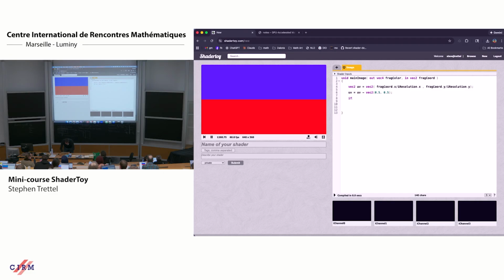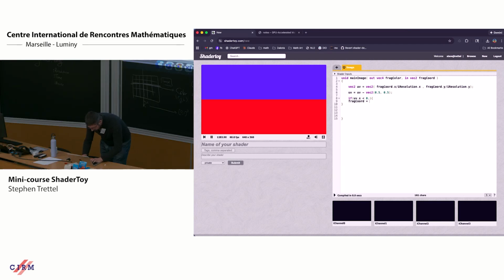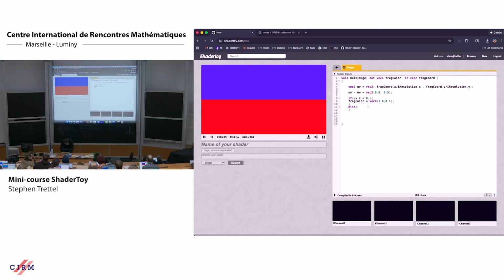So let's say if uv.x, uv is a vector, right? So its x component is my x coordinate. If uv.x is less than 0, then let's color it red. Frag color is equal to vec4 1 0 0 1. And then otherwise, let's color it green this time. Vec4 0 1 0 1.